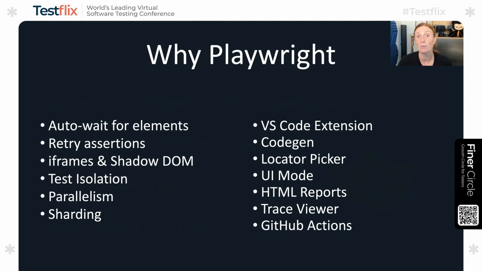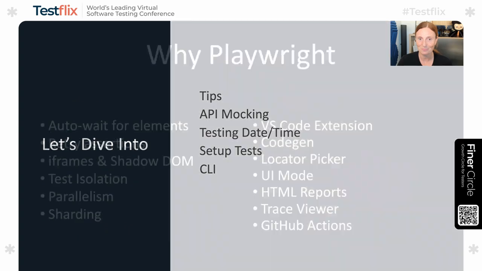And then, of course, we've got some great tooling like the VS Code extension. Totally recommend you check that out. CodeGen for generating your tests. Locator Picker for finding the right element on the page, so you don't have to use things like XPath or CSS or inspect the DOM to find that locator. UI mode just makes it really easy when developing and writing those tests to see what's happening. HTML reports to see a report of your tests, and the trace viewer, which is also available locally and on CI, and GitHub Actions just works out of the box, but also works across any CI provider.